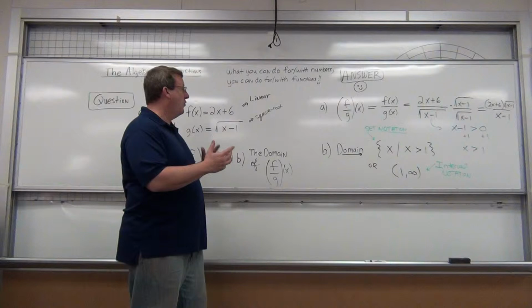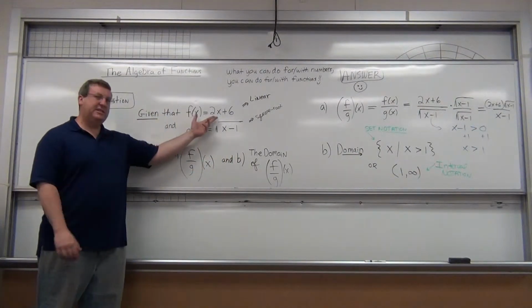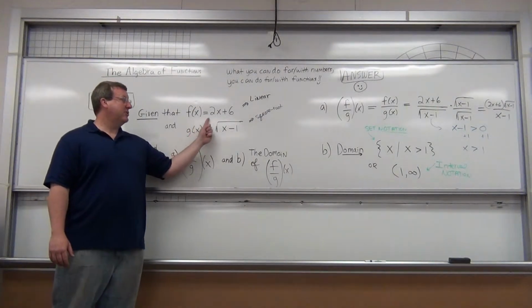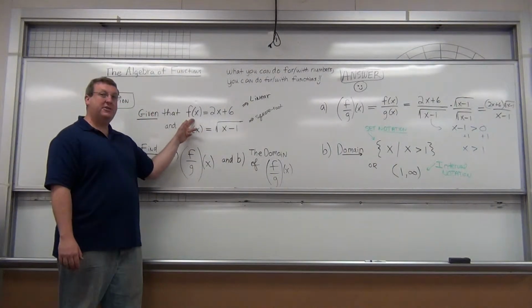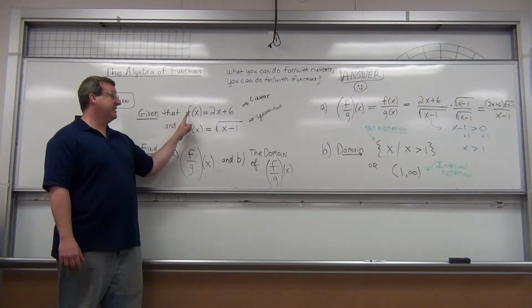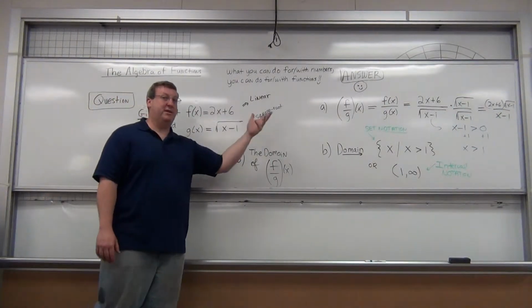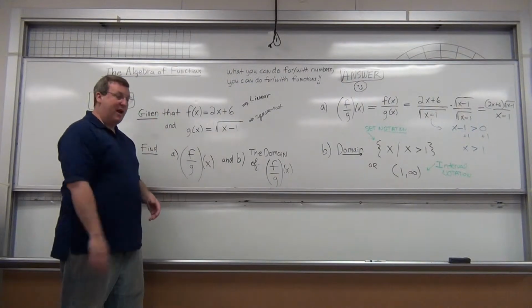So let's talk about the question for the day. The question here, we give you two different functions. The first function, f of x, is equal to 2x plus 6. That's a linear function. Right? Do you remember that the notation, f of x is the same thing as y? So this is the same thing as saying y equals 2x plus 6. So that's a linear function. It looks like a line when you graph it.